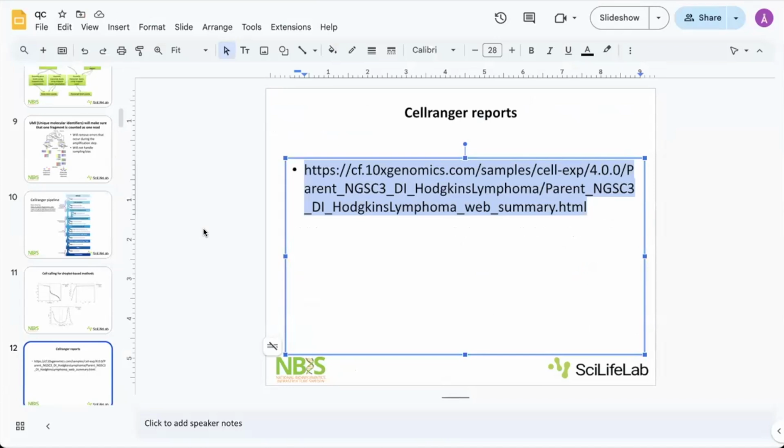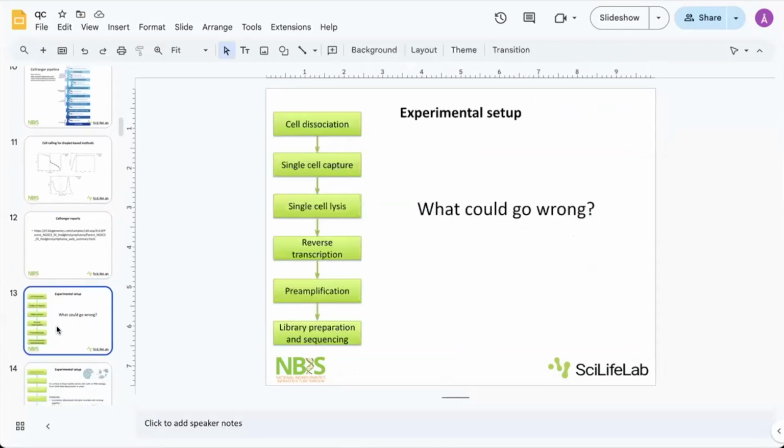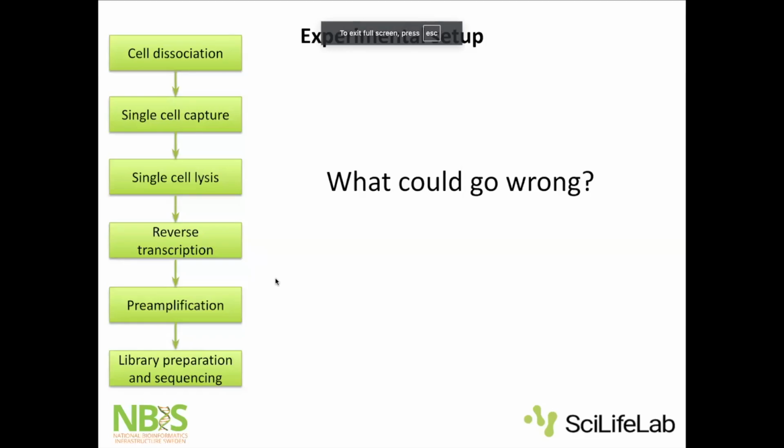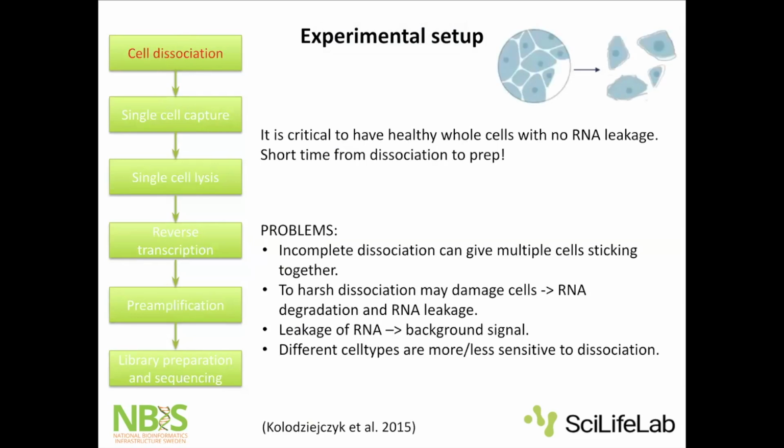Let's see, I'll get back here. So now I will go through again these different steps that Henrik talked about. And I will talk about everything that can go wrong, just to make you more worried. I would say dissociation is the most critical step to have good single cell data.